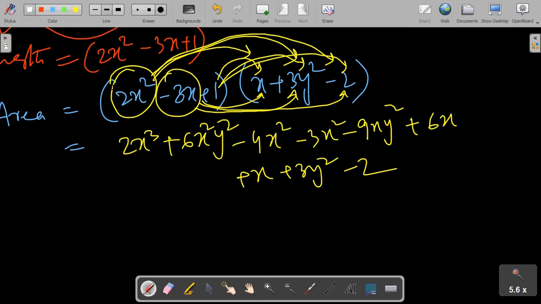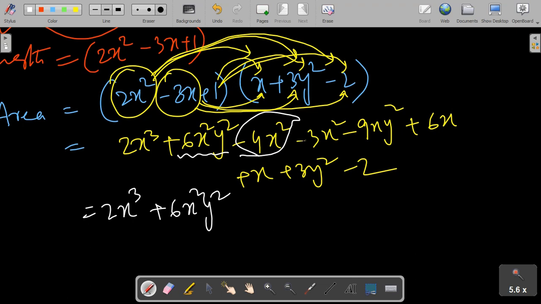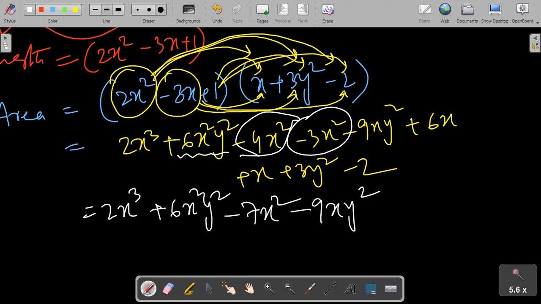Now I'll just collect the like terms. As we can see, 2x cube is alone because there are no more x cube terms. Now this x square y square term is also alone, I can't find any other. Now this x square term: minus 4x square, here minus 3x square, and any more? No more. So it would be minus 7x square, because we know that if the signs are the same, we do addition. So 4 and 3 will give you 7, but as the sign is minus, it would be minus 7. Okay. Now this 9xy square, that also I can't find anywhere else, so it would remain the same.